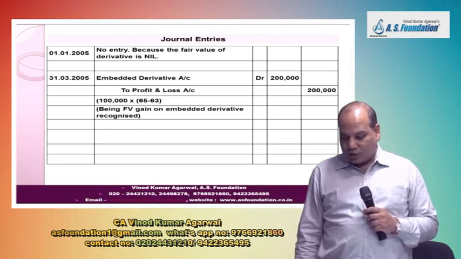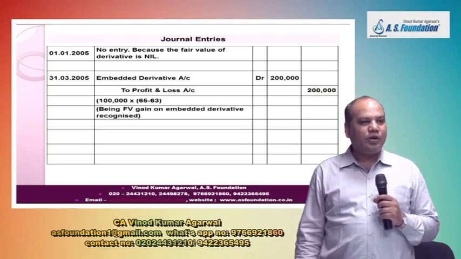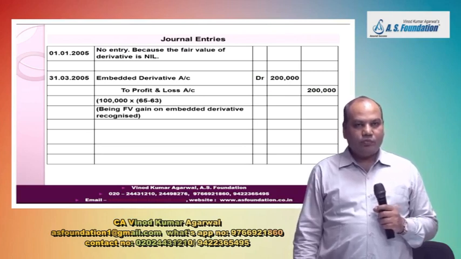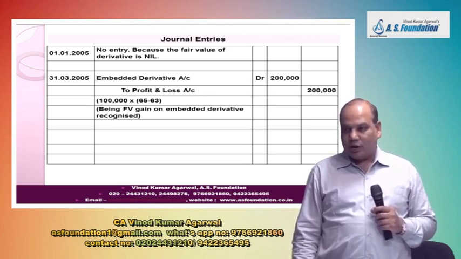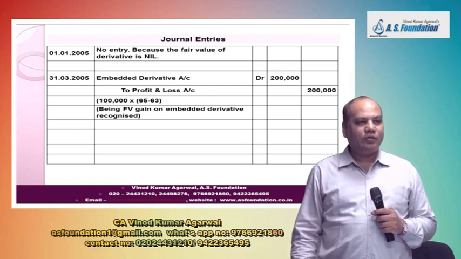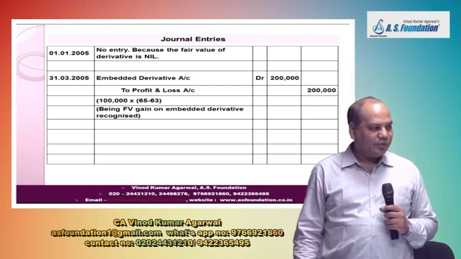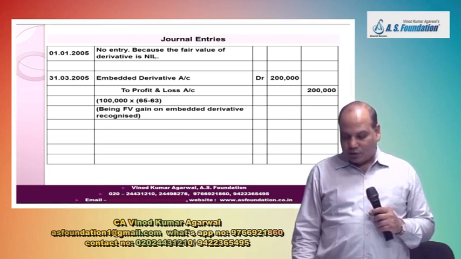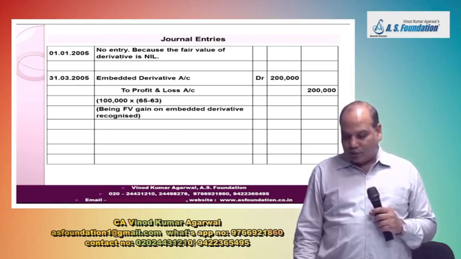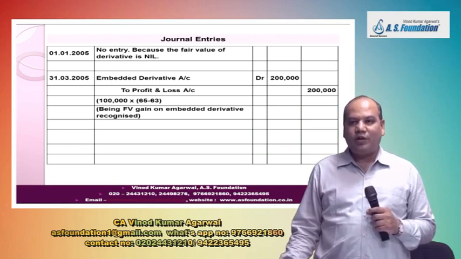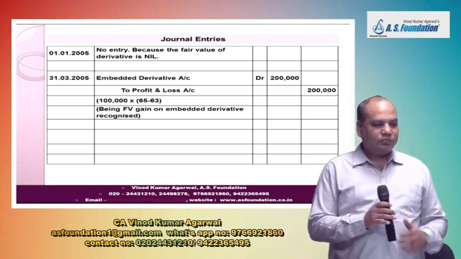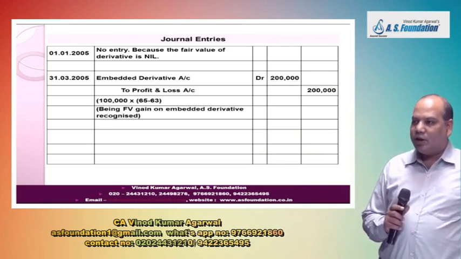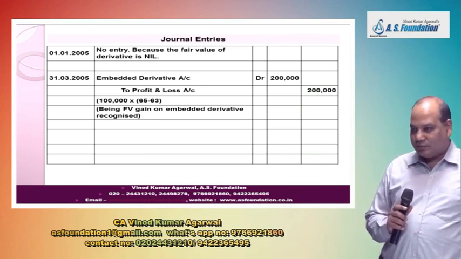So write down: embedded derivative account debit to P&L account 2 lakh. In the exam, if the question is for the seller, it is a loss in that case. Reverse the entry. Embedded derivative account debit 2 lakh to P&L account 2 lakh, being fair value gain on embedded derivative recognized. The derivative feature will be separated and accounted like a derivative.